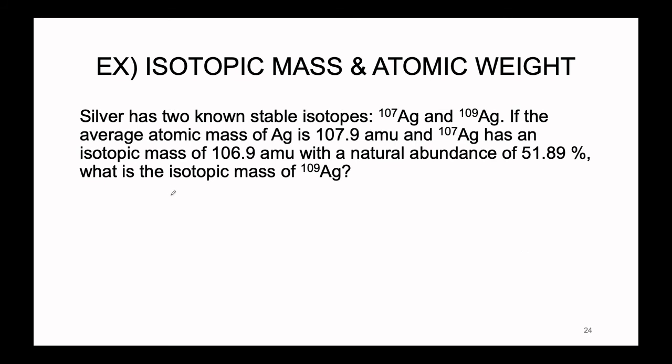All right, so let's gather everything that we know. Again, there's no shame in just gathering the information first. You have to know what you're working with. So we know that silver has 2 known stable isotopes. There are only 2 of them, silver-107 and silver-109. We also know from the periodic table that silver has an average mass of 107.9 atomic mass units.